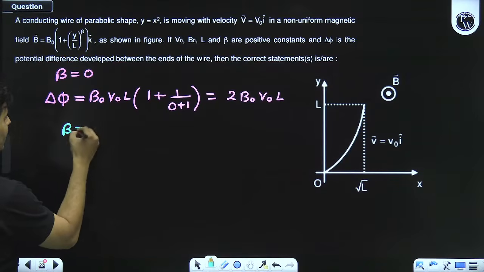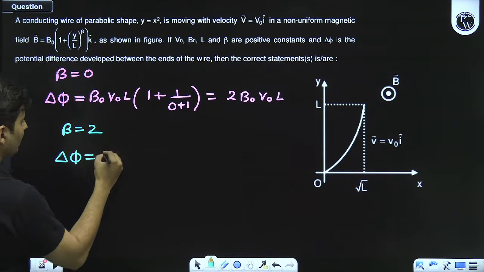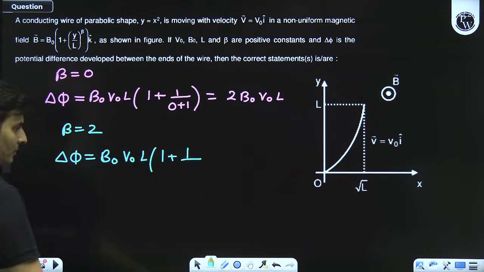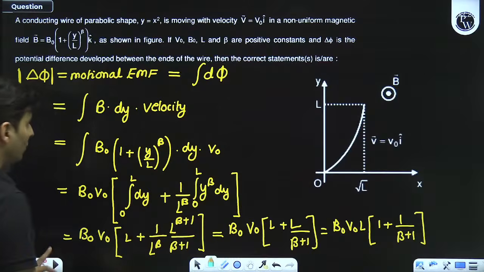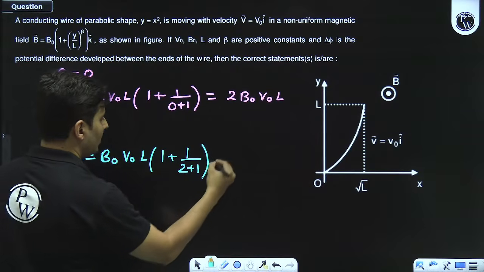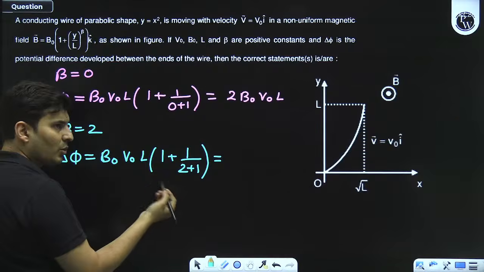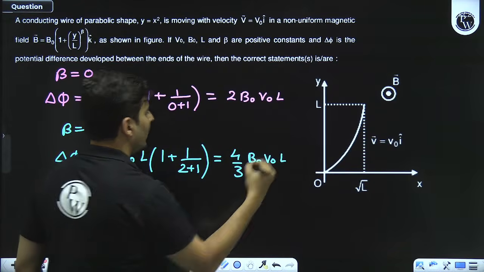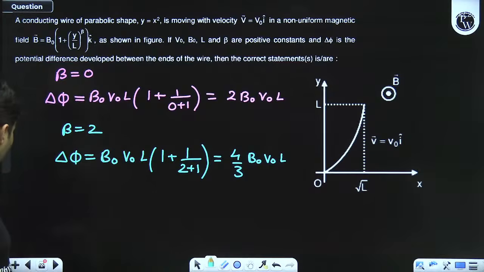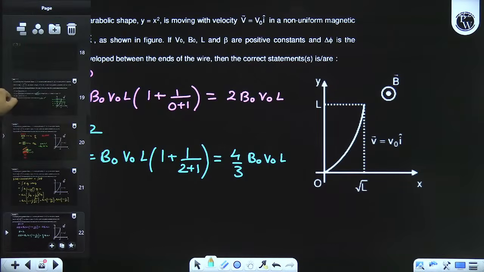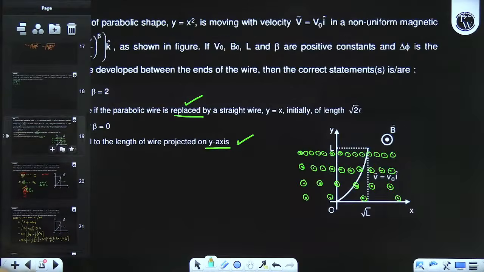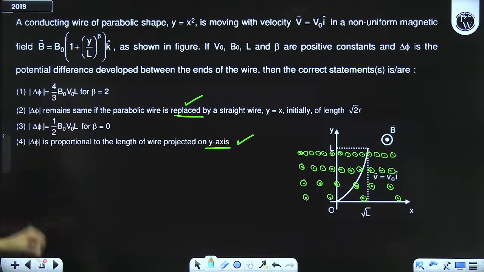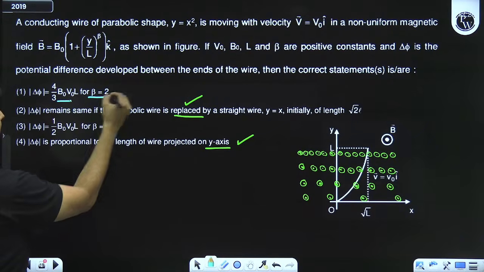If beta is equal to 2, then delta phi will be B naught V naught L, 1 plus 1 by, instead of beta we have to put the number 2. So put the number 2 over here. So this will be 1 by 3, 1 by 3 plus 1 is 4 by 3. So 4 by 3 B naught V naught L. Now let's check which of these options will match. When it is 2, is it matching? 4 by 3 B naught V naught L, yes, it is perfectly matching this thing, definitely.